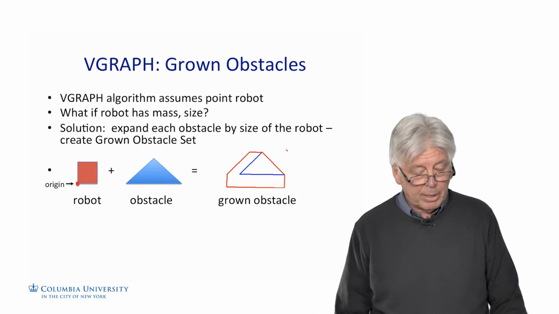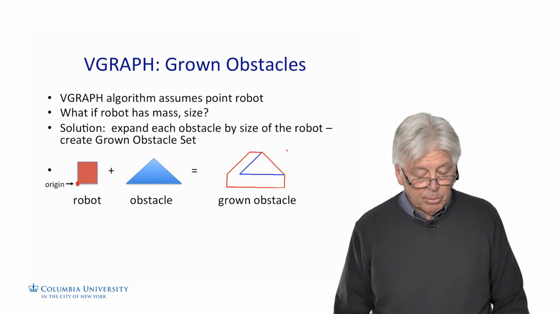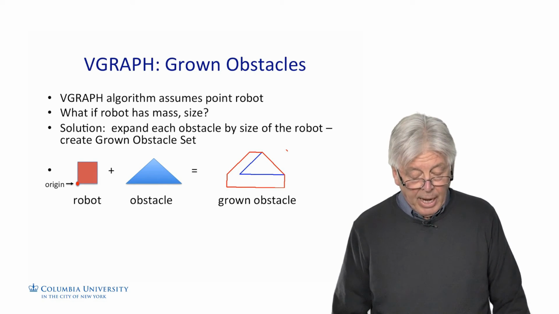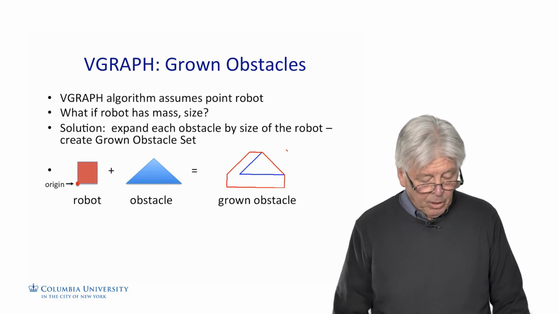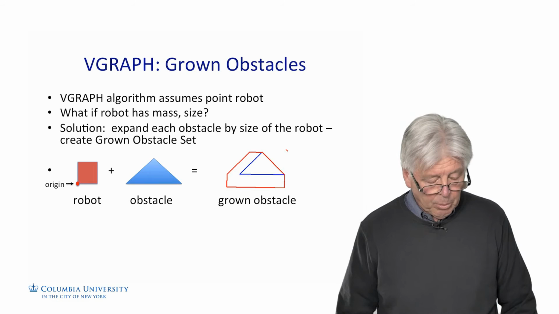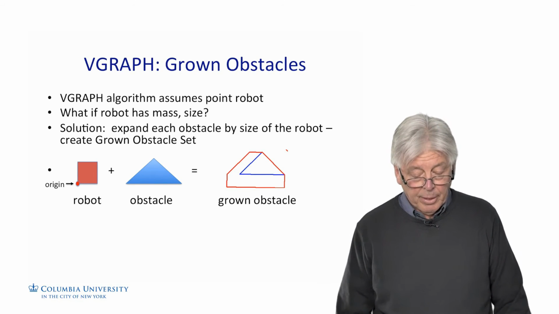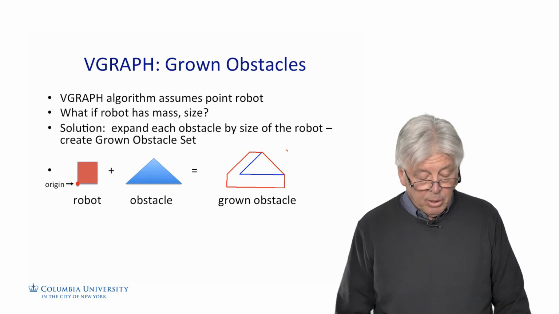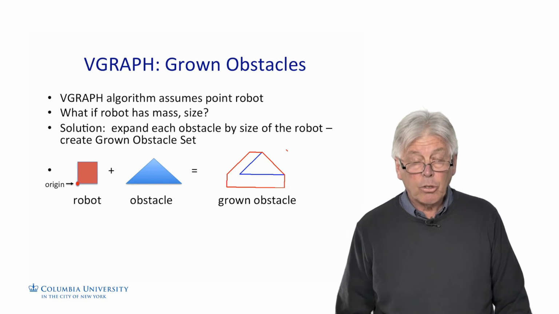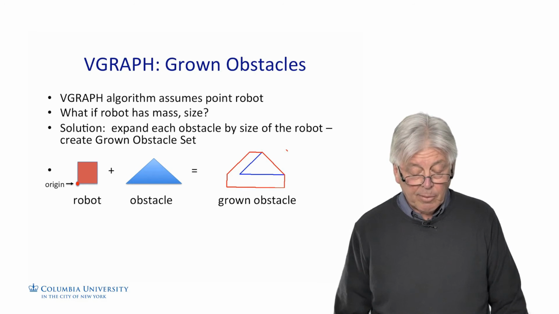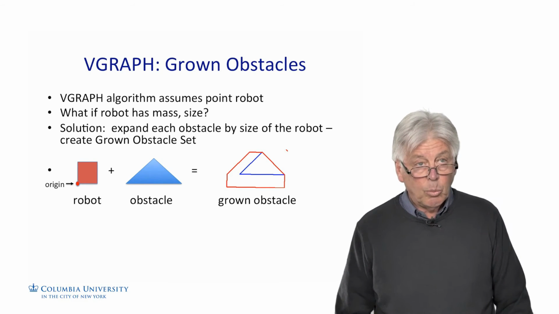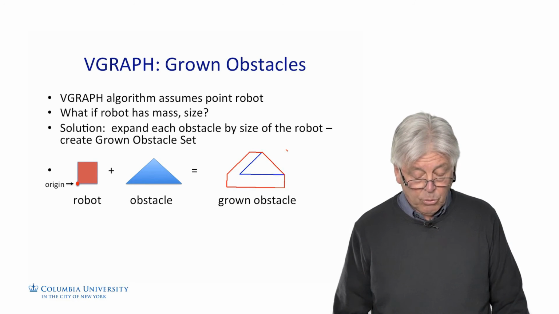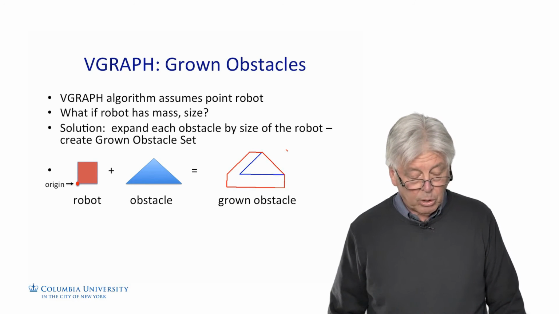We have a square robot in red, an obstacle which is triangular in blue, and then we can grow that obstacle. And you can see how this is done. We have the robot with an origin point, a reference point, and we basically are just moving that robot around the obstacle and tracing out that reference point, and that gives me this grown obstacle. And clearly, if the reference point stays outside the red on the right of that grown obstacle, we will never be in contact with the triangle. So this is what we call a grown obstacle.